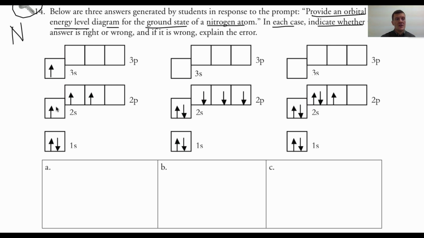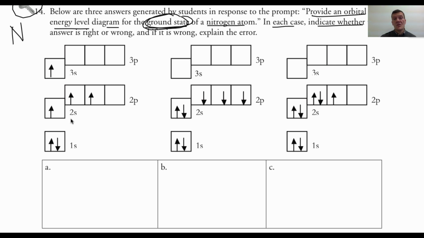So let's first of all keep the rules in mind, the rules of how we fill these orbitals. Remember, we're filling the lowest energy first. It clearly said ground state. If this was excited state, you could have electrons way up here in 3p, or a fourth energy level, or fifth. But we're talking about ground state, so everything is low energy first. Fill the lowest energy first.